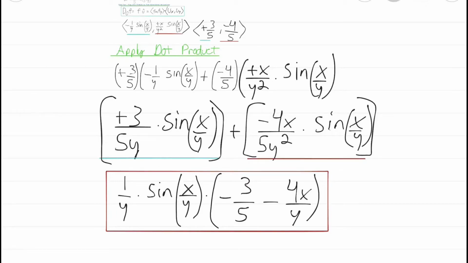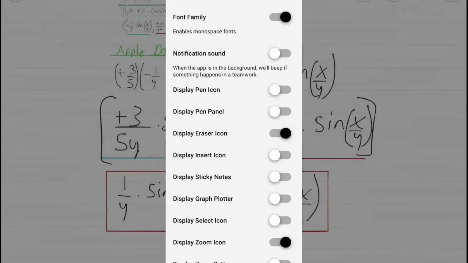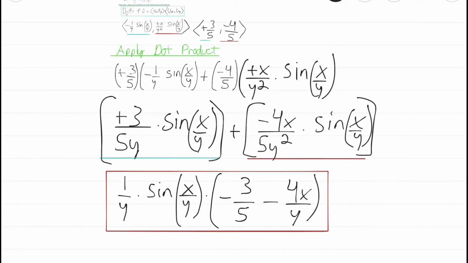I noticed that I also forgot to factor out a 1/5, but no worries. I'm going to add it here real quick. So this right here is supposed to be a 5 on the denominator. So that's our final answer.